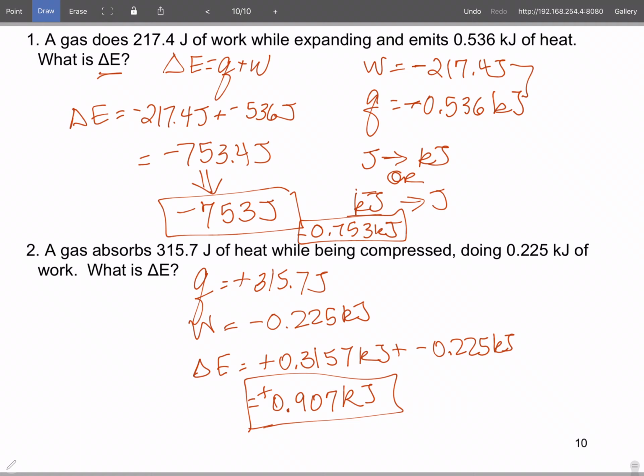So what we've done in this section is we have started with the definitions and we've shown you how heat and work combine to give you delta E. In the next section, we will continue on with equations.